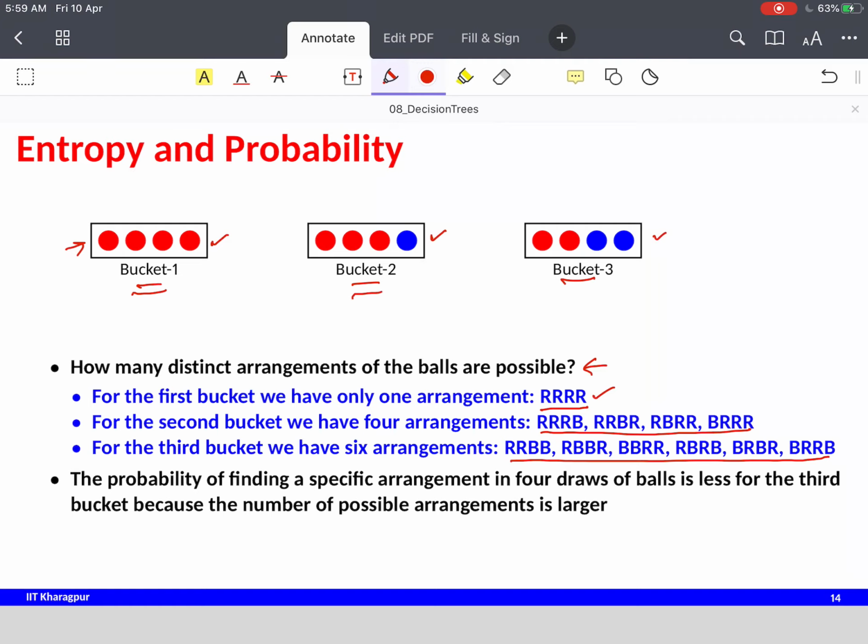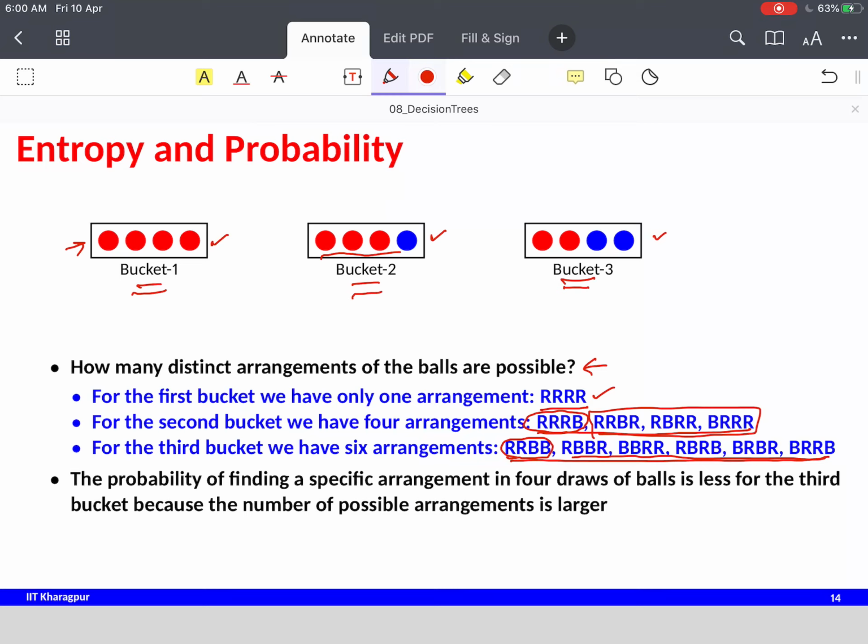In case of bucket 2, I can reproduce this sequence of balls, but there can be other sequences as well. This is the sequence that I would like to find out, but there can be other sequences which may come up when I'm experimenting, when I'm drawing one ball from that bucket. Similarly for bucket 3, the sequence that I'm looking for is this one, but it may lead to other kinds of observations as well.